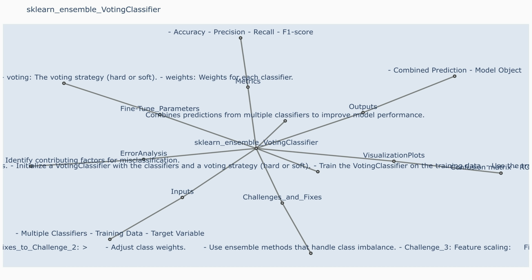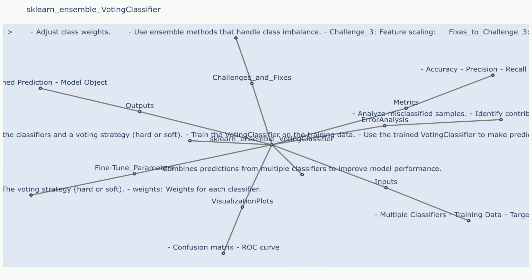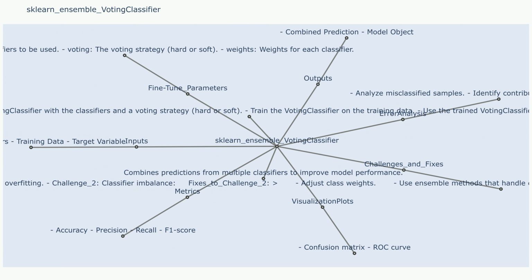sklearn Ensemble voting classifier. Description. The voting classifier is a scikit-learn ensemble method that combines the predictions of multiple individual classifier estimators to produce a final prediction. It works by averaging or voting on the predictions of each individual classifier, thereby harnessing the strengths of multiple models and potentially achieving better performance than any single model alone.